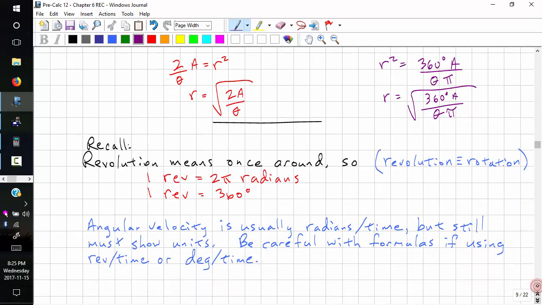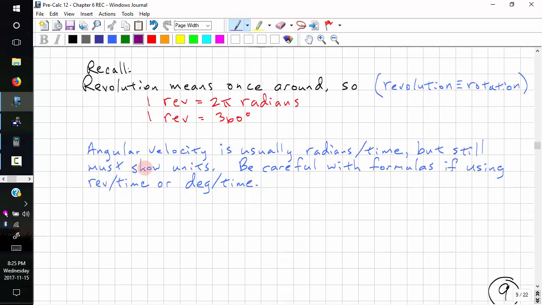And I mentioned this last time. Recall, revolution means once around. So we have 1 revolution equals 2 pi radians. 1 revolution equals 360 degrees. Revolution also means 1 rotation. Angular velocity is usually radians over time, but still must show units. And be careful with formulas if it's using revolutions per unit of time or degrees per unit of time. Do the appropriate conversions. Let's look at an example.